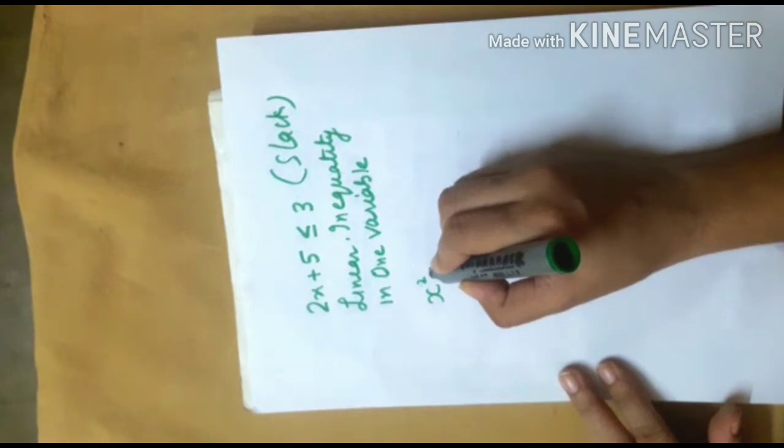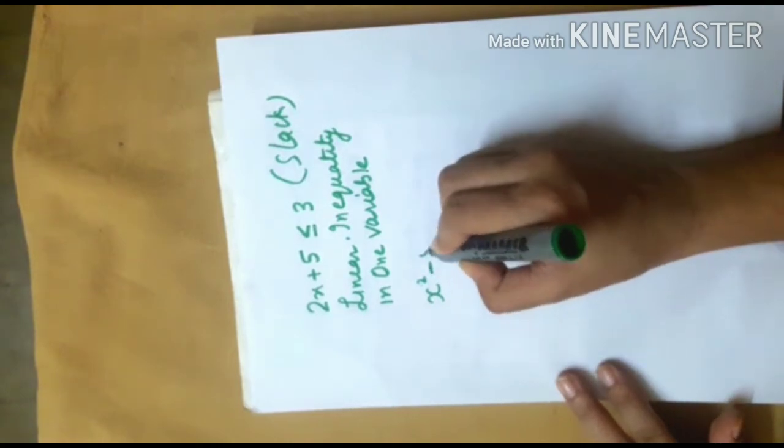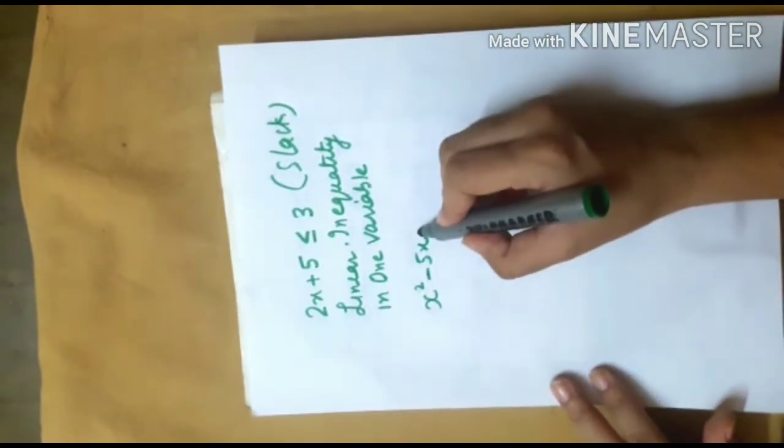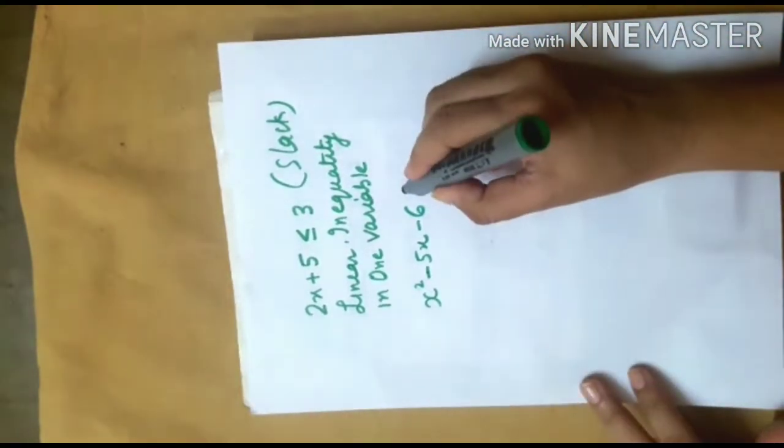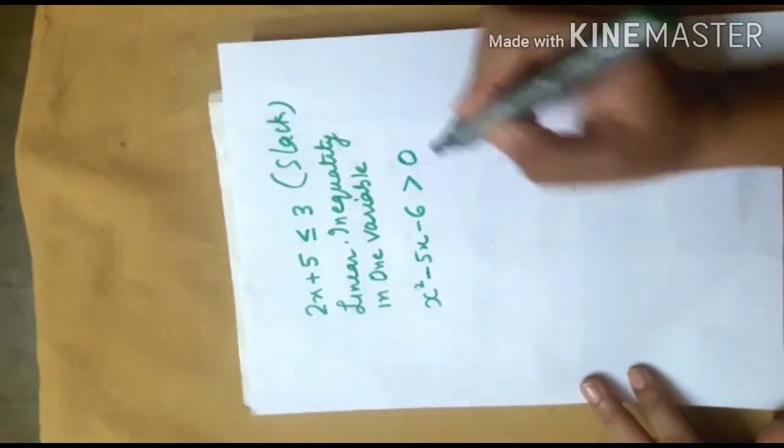x square minus 5x minus 6 greater than 0.